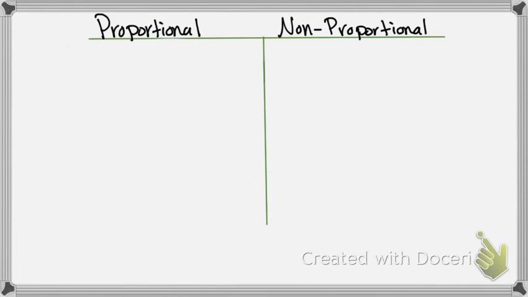Hey guys, in this video we're going to compare and contrast proportional and non-proportional relationships. So first let's talk about proportional relationships. When two quantities are proportional, they have a constant ratio. And this is how you find out if it has a constant ratio or a constant fraction.